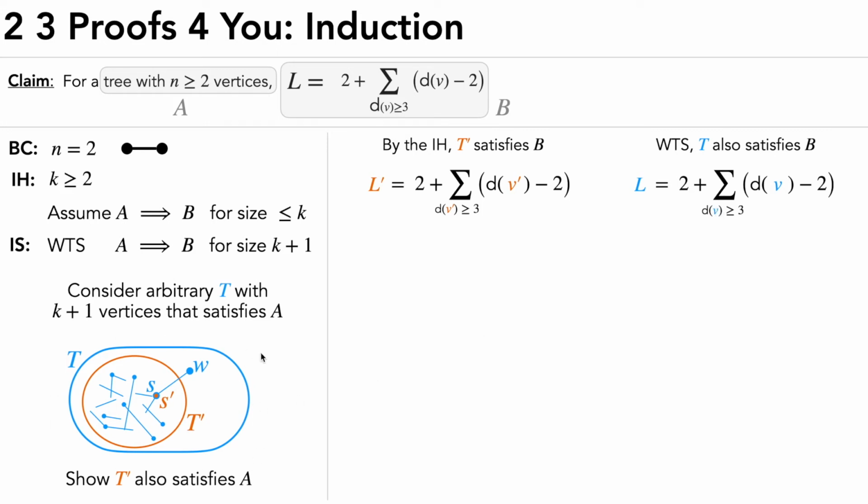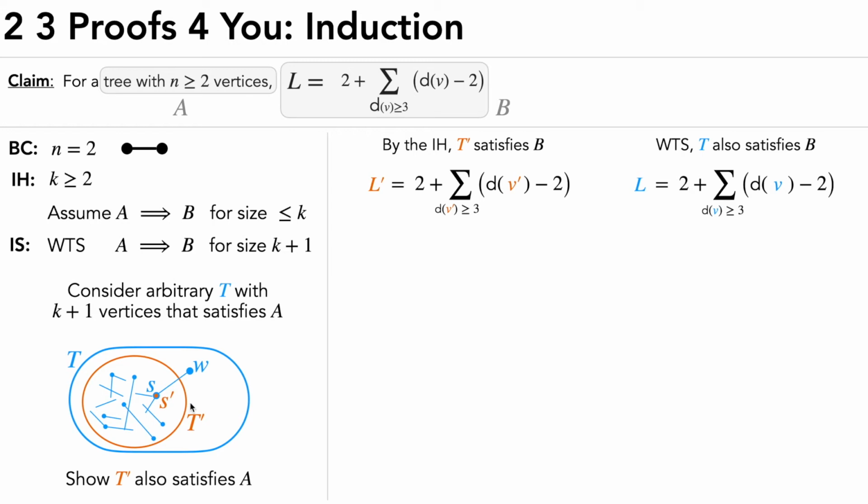So what's really the difference between T and T prime? Only 2 vertices were affected when we did this removal: W, because it ceased to exist, and S, because it lost one of its neighbors. So how does this affect the number of leaves? We know that this property holds for the leaves in T prime. What changed between T and T prime in terms of the number of leaves?